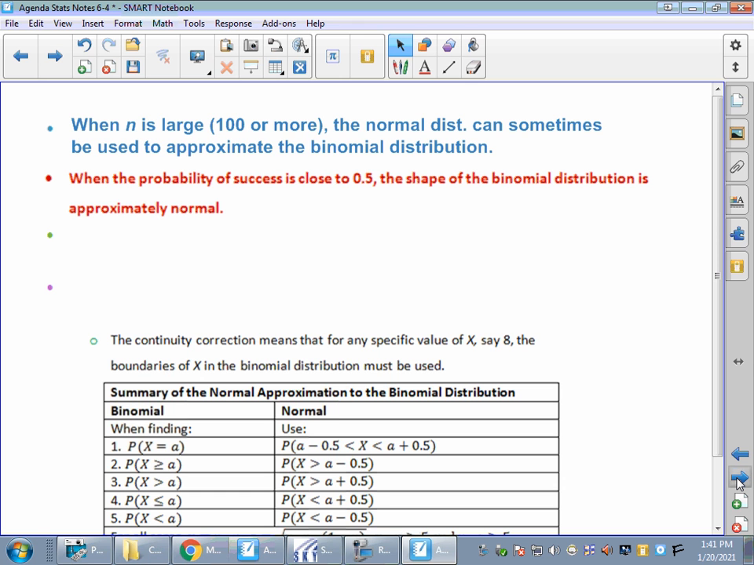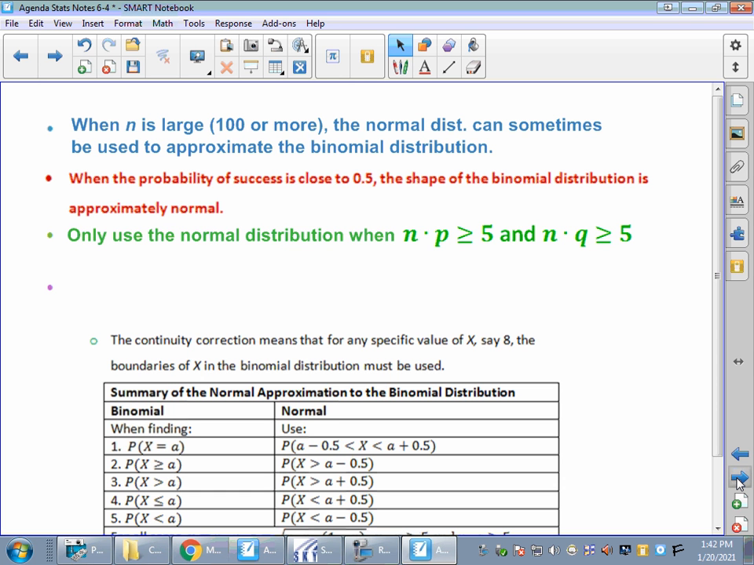When the probability of success is close to 0.5 or 50% probability, the shape of a binomial distribution is pretty normal. We didn't look at that specifically, but trust me. We can only use the normal distribution if we go through some steps. We have to check this first. This is like our check step that says that we're allowed to go forward.